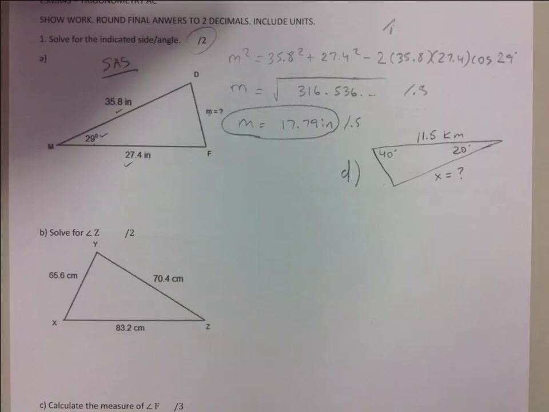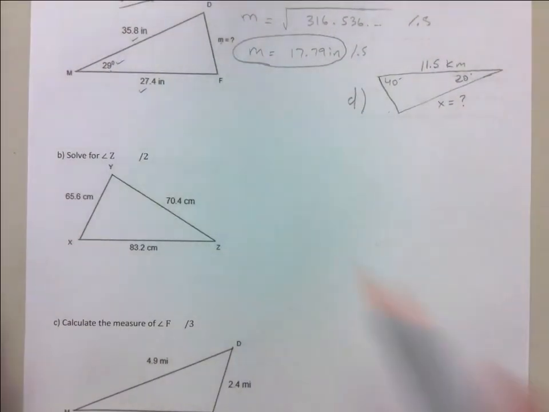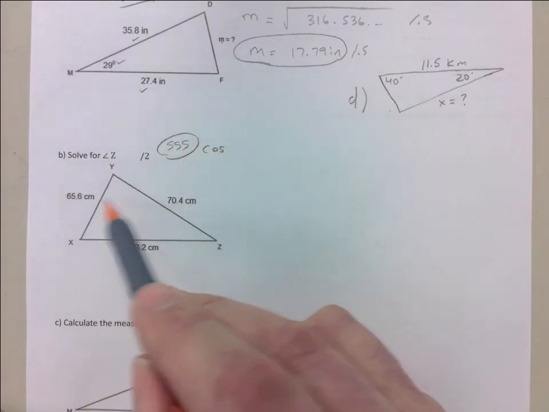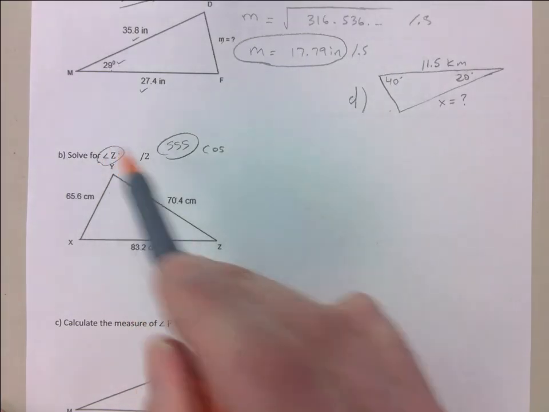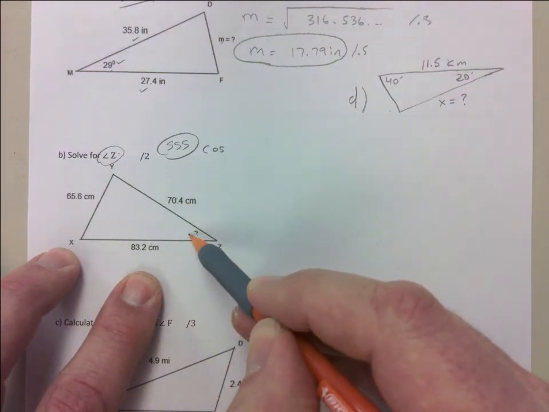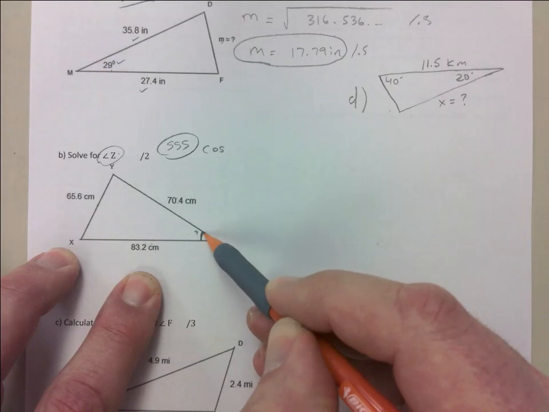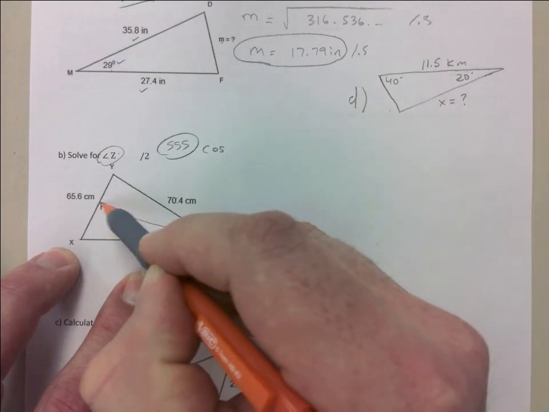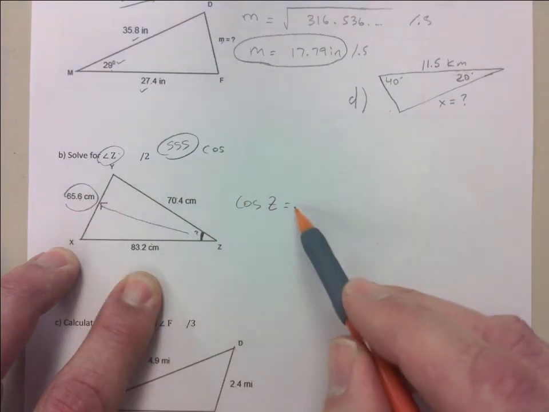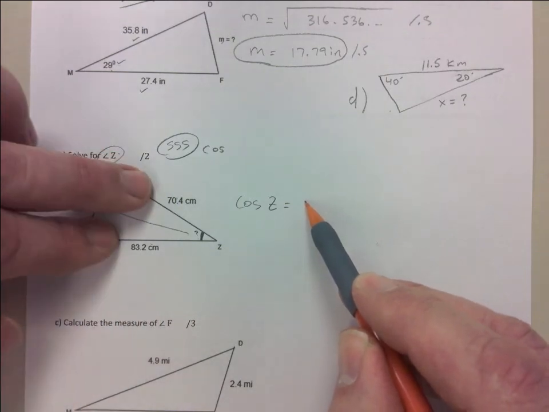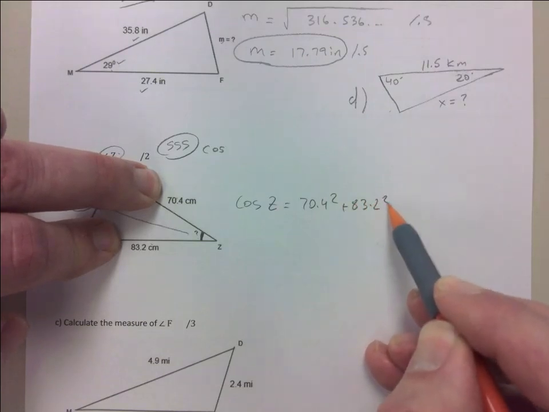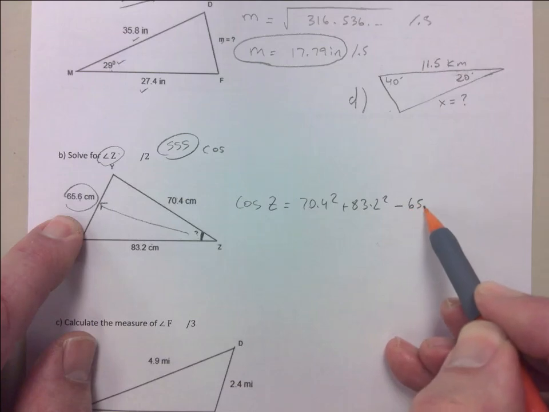Next, you recognize that this one is side, side, side, right? That's cosine law. There's no pair. Side, side, side. It wants angle Z. We want this angle right here. How about you do this? When you do a side, side, side, determine which angle you're trying to solve, then travel out. This is the one you're going to use as your subtracting side, right? So it's going to be 70.4 squared plus 83.2 squared minus 65.6 squared.